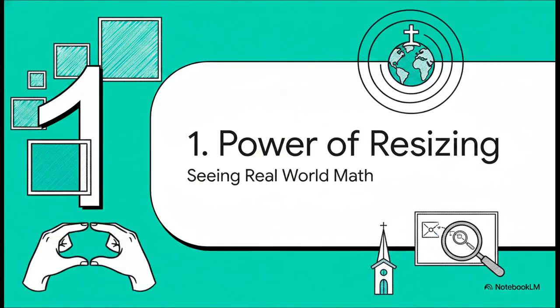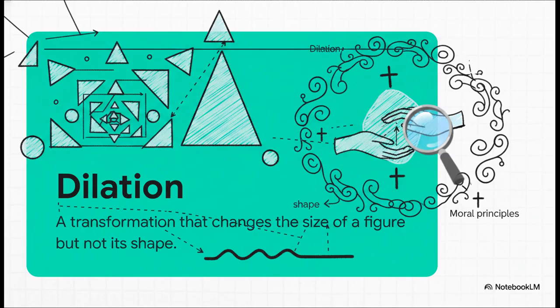Moving on to Section 1, the power of resizing, seeing math in the real world. Let's start by laying down our golden definition for the day. A dilation is a transformation that changes the size of a figure, but absolutely not its shape. I really want you to underline that in your mind. The underlying shape remains perfectly, flawlessly intact.